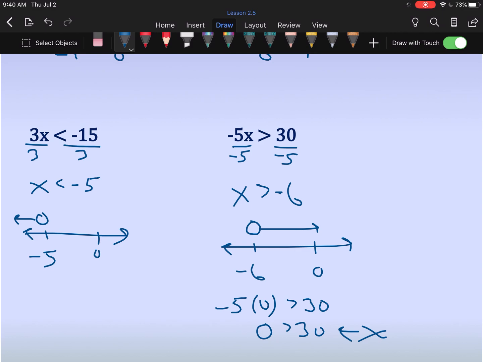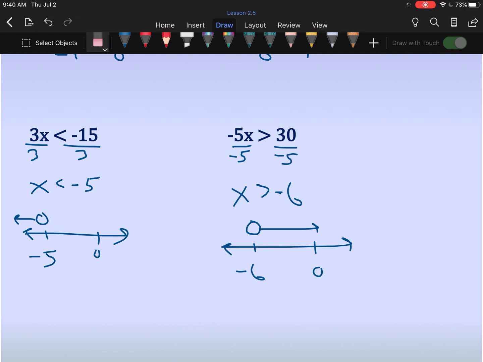That's strange. Well, 30 divided by negative 5 is definitely negative 6. That is obviously true. 0 doesn't work. And if I choose any positive number to plug in here, I would wind up getting negative numbers bigger than 30. And that's not going to work.